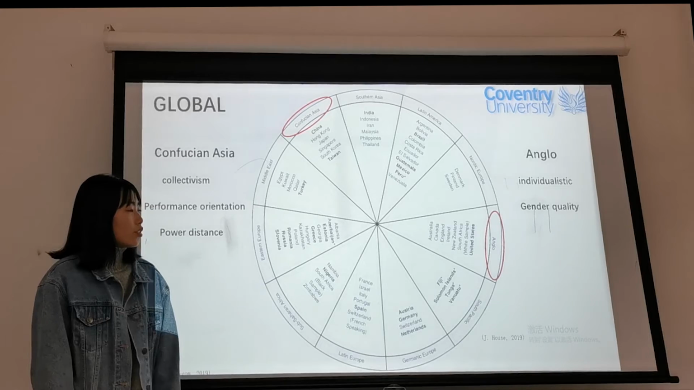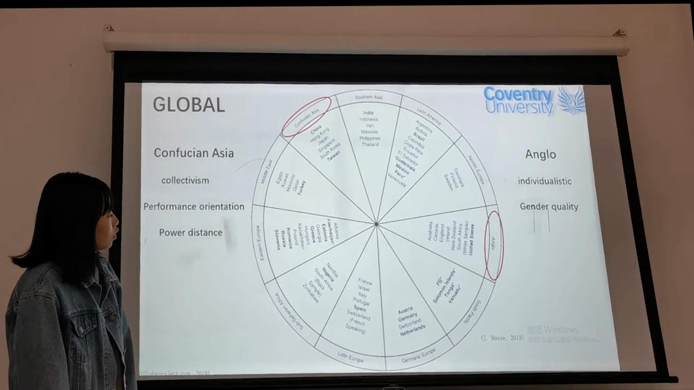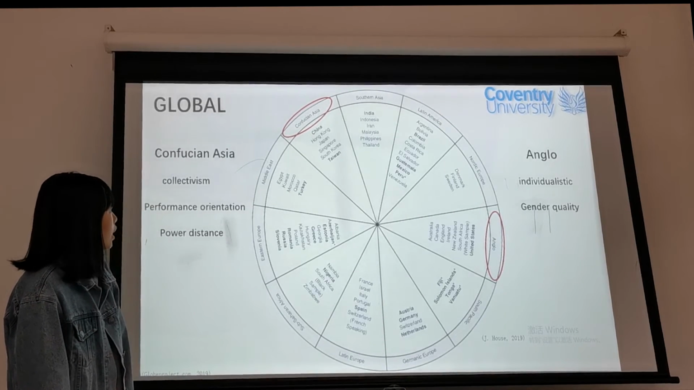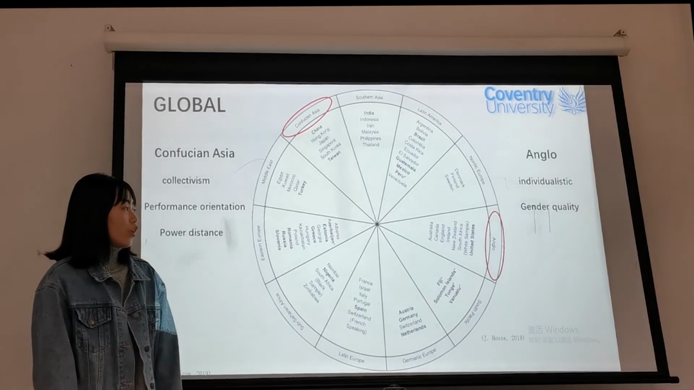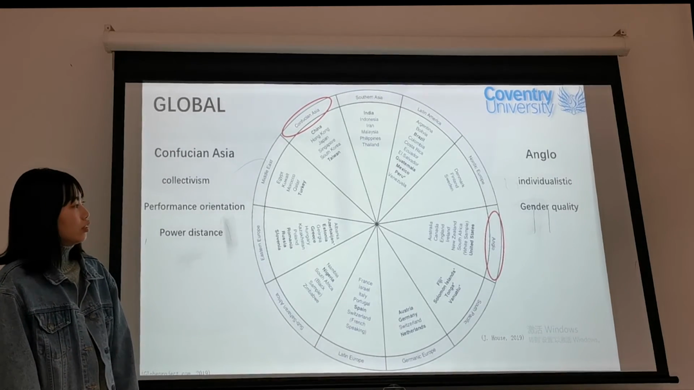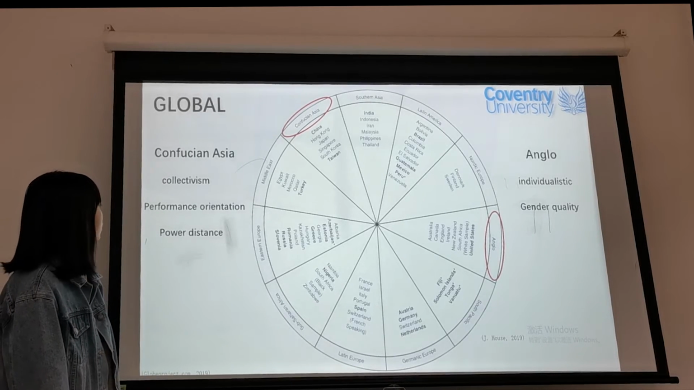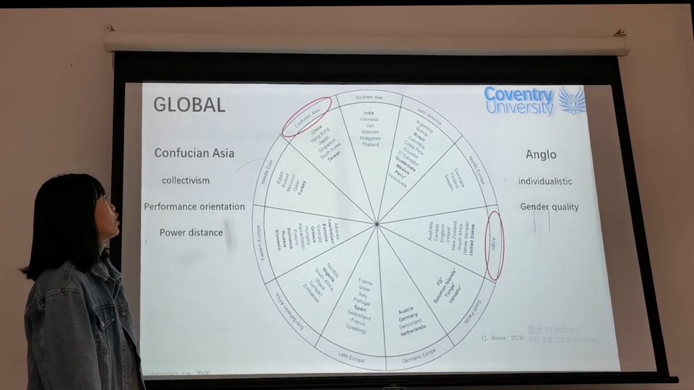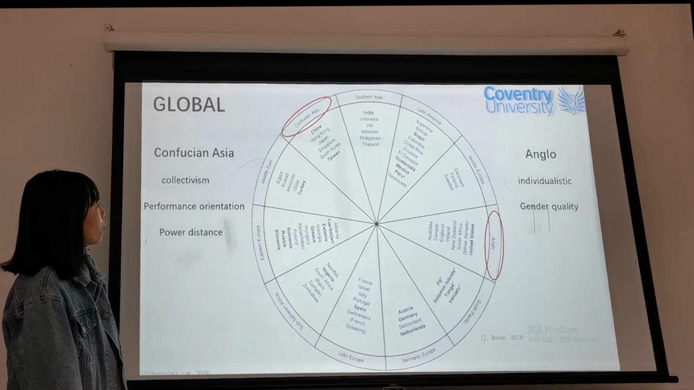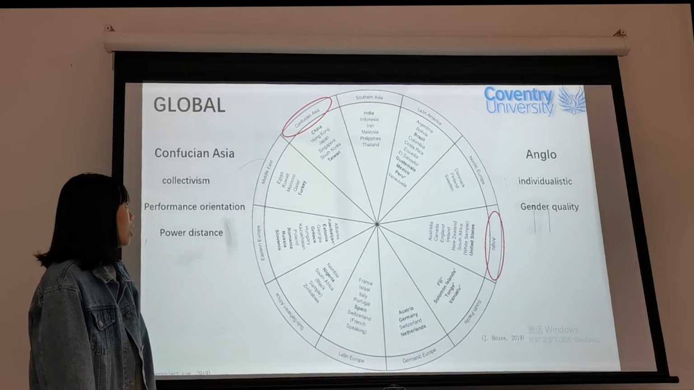The Anglo cluster is characterized by individualistic performance orientation and values gender equality and others. The Confucian Asia cluster consists of China, Hong Kong, Japan, Singapore, South Korea, and Taiwan.